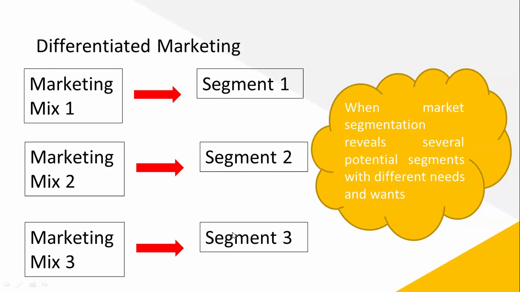So what does Anchor do? Anchor designed a different product for that market. So they have Anchorpedia Pro 1 to 3. So the product is different. So using all the marketing mix and other strategies.